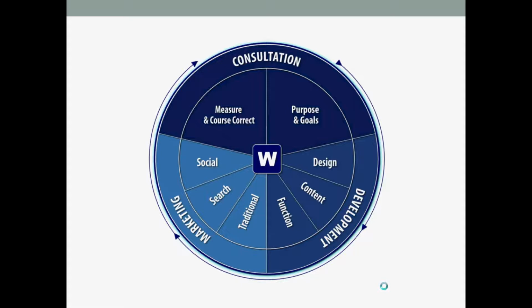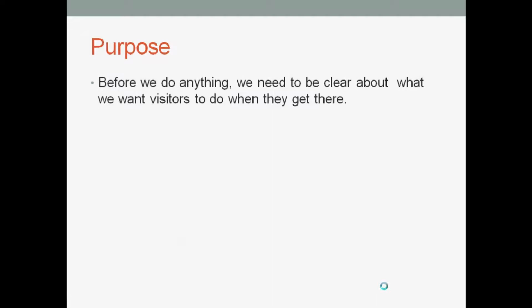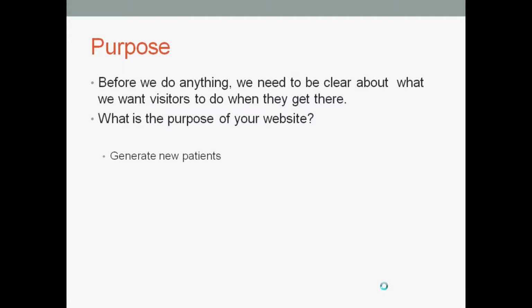So let's talk about purpose for a second. Before we do anything, we need to be clear about what we want our visitors to do when they get to the site. What is the purpose of your website? One possibility might be to generate new patients. Now, I've talked to a lot of people this weekend that say that's the last thing I need. I've got more patients than I can handle. And so that might not fit for everybody, maybe for a new doc or a new practice. But certainly that's a possibility.